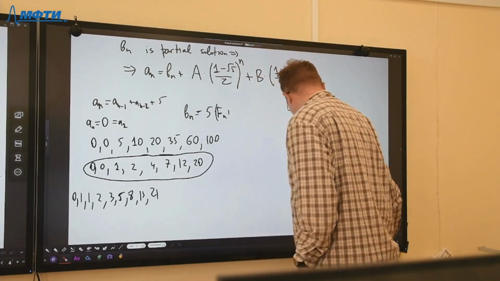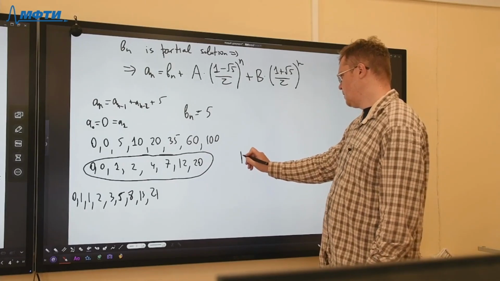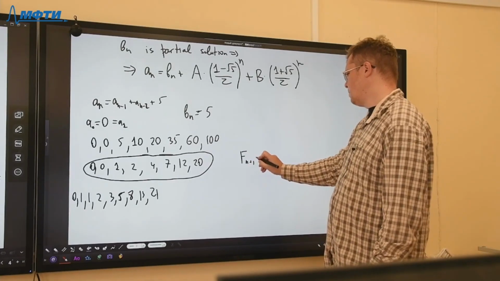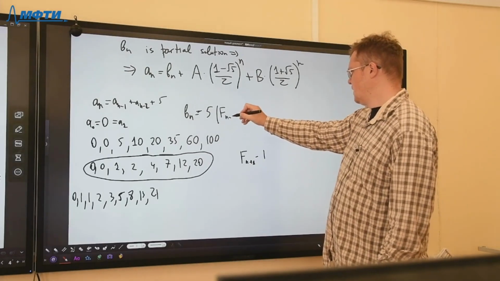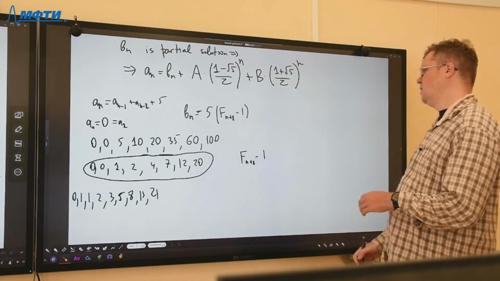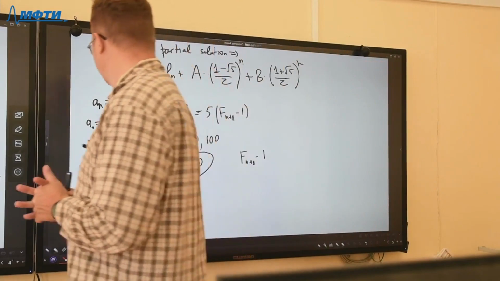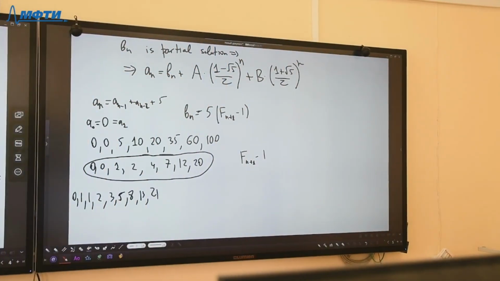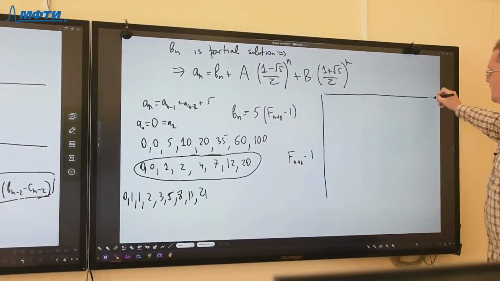sorry. So this sequence is F_{n+1} minus 1, and Bn is 5 times F_{n+1} minus 1. But actually we can just, so the idea is that, so the answer is the following.